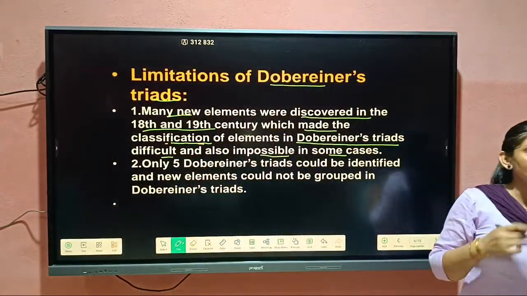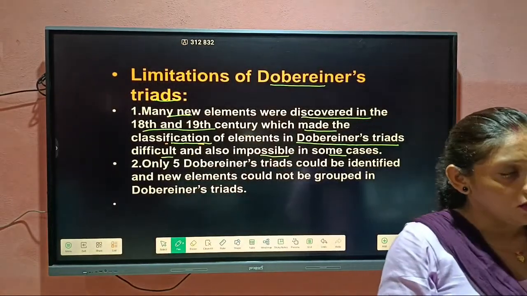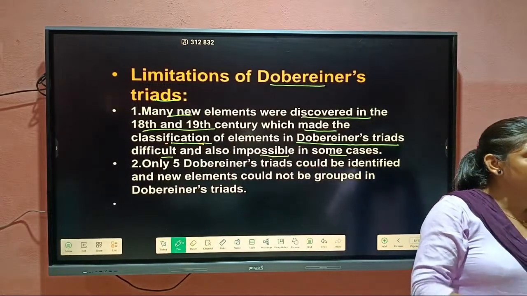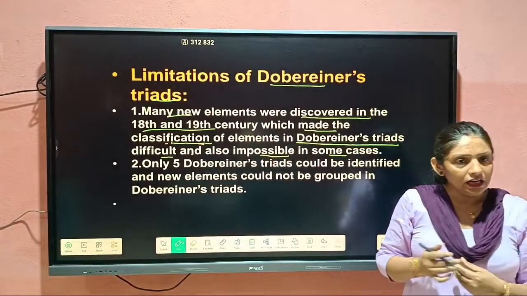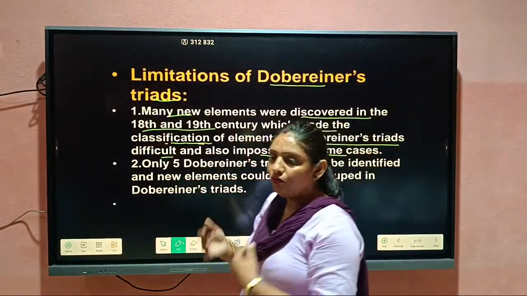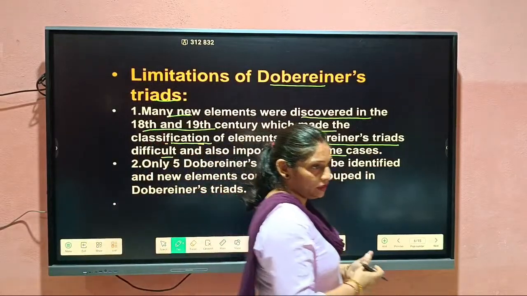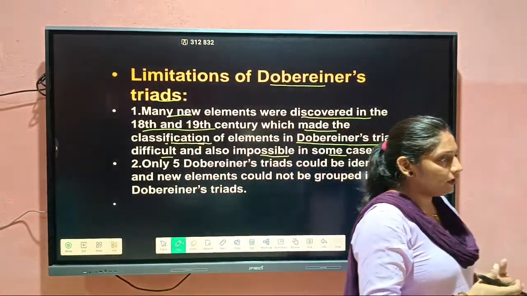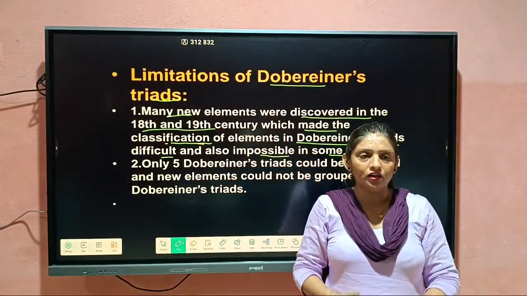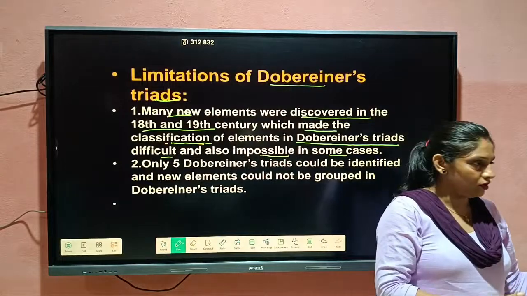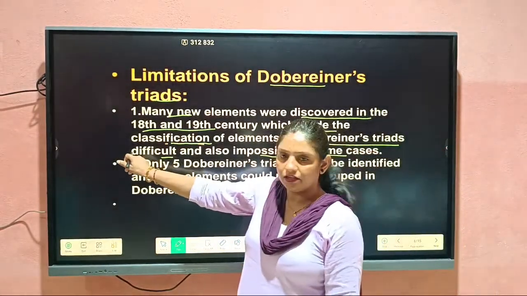Students, some elements which were not discovered at the time of Dobereiner got discovered after that. And if we want to fit that element in according to Dobereiner, then it was impossible to fit them according to Dobereiner law. So that was the limitation of the Dobereiner.